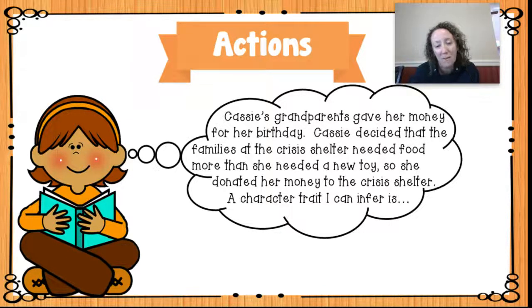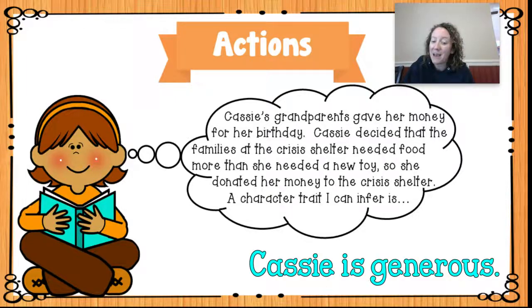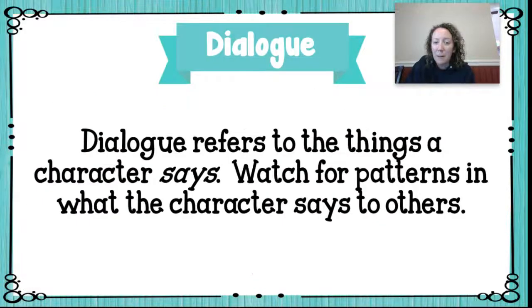A character trait I can infer is. So let's stop for a second. Look at the actions of Cassie. So here we have Cassie, and she was given money, right? She decided that money would be better off for the families that were at the crisis center. So I want you to think for a second. What would be a character trait that would describe Cassie based on those actions? So you can go ahead and pause and unpause when you have an answer. You could describe Cassie as generous. Generous is a character trait that would describe Cassie.